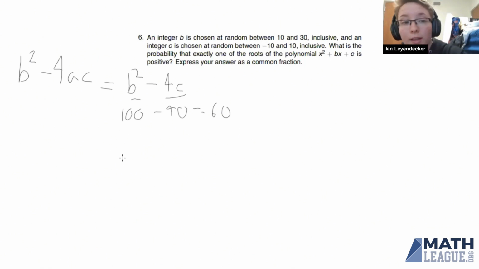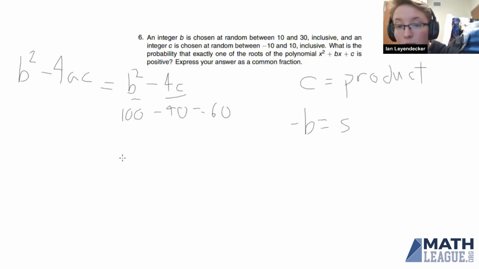By Vieta's formulas, we know that c is the product of the roots, and b is the negative sum of the roots. So negative b is the sum of the roots. And we know that we want exactly one of the roots of the polynomial to be positive. So they can't both be positive. Either one is positive and one is 0, or one is positive and one is negative.